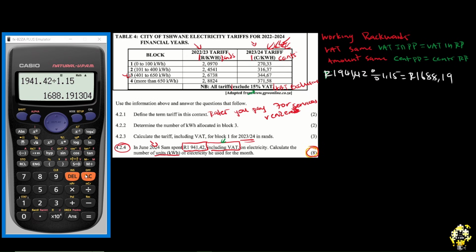Now, we could have still gotten the same amount even if we use the fractional form. We don't want to leave anyone behind.